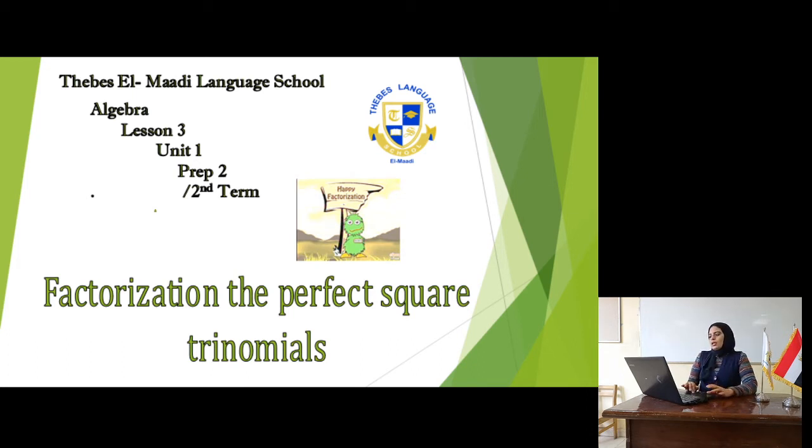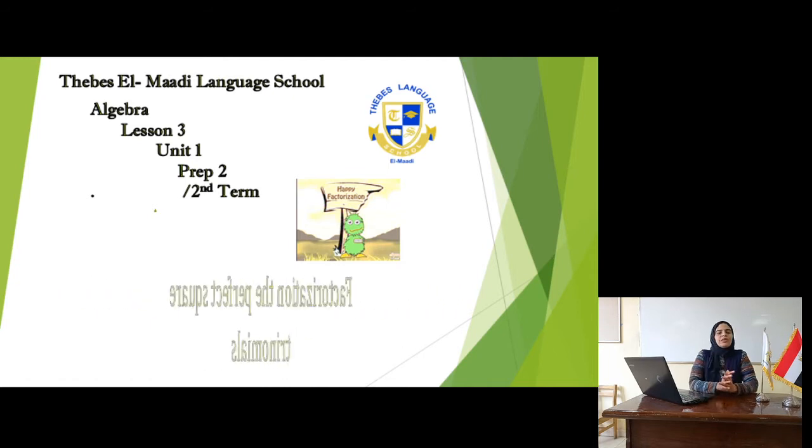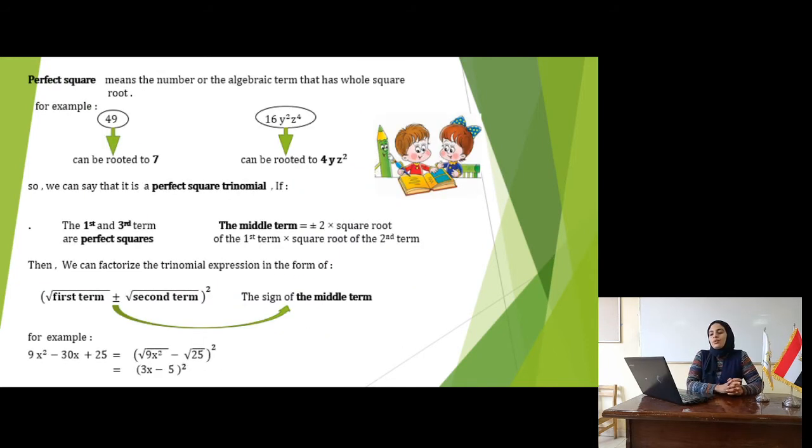Let's move to slide number 2, perfect square. At the beginning, we will know what is the meaning of perfect square: a perfect square number or a perfect square algebraic term. A perfect square number, which is 49, can be factorized into 7 by 7, so we can say that 49 is a perfect square number. Also 16y power 2 z power 4 can be factorized into 4y z power 2. The square root of 16y power 2 z power 4 is a whole number.